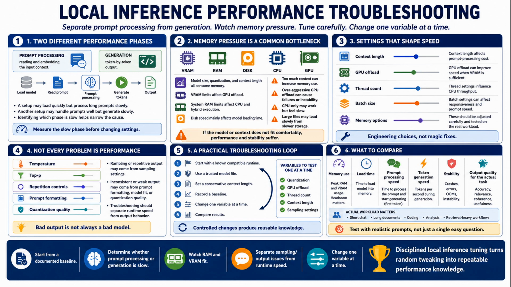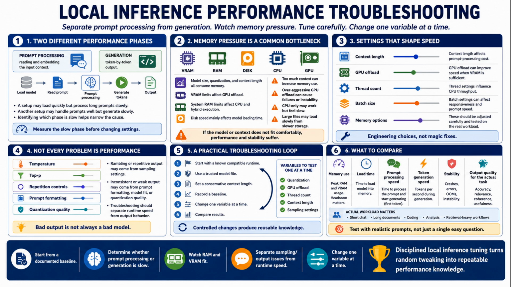Performance issues in local inference often fall into two categories: slow prompt processing and slow generation. Prompt processing is the work of reading and embedding the input context. Generation is the token-by-token output step. A setup may load quickly but generate slowly, or handle short prompts well but struggle with long context. Knowing which phase is slow helps narrow the cause.